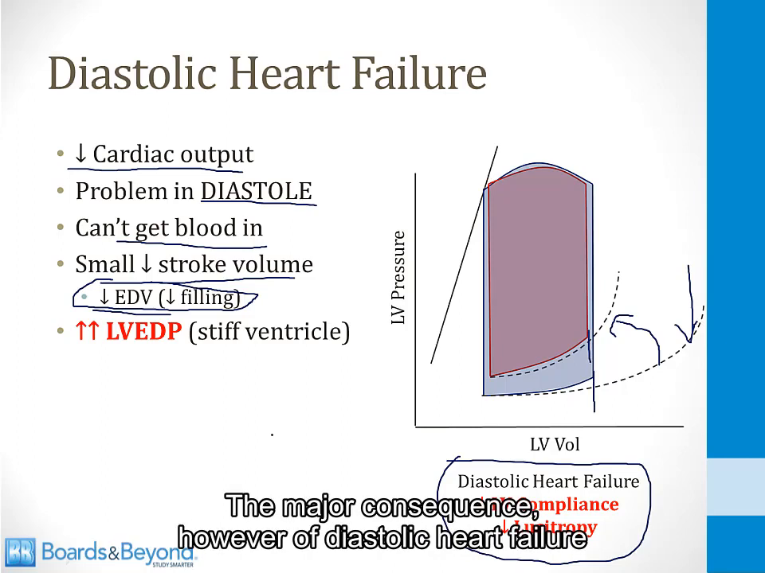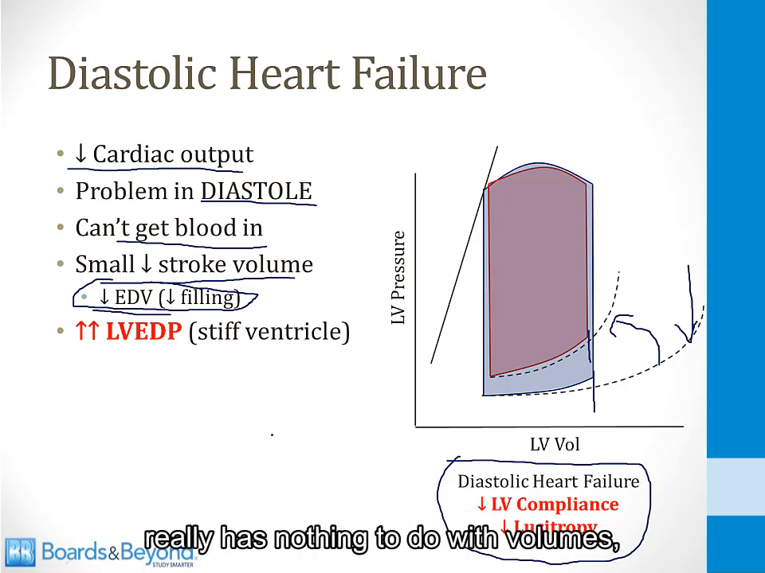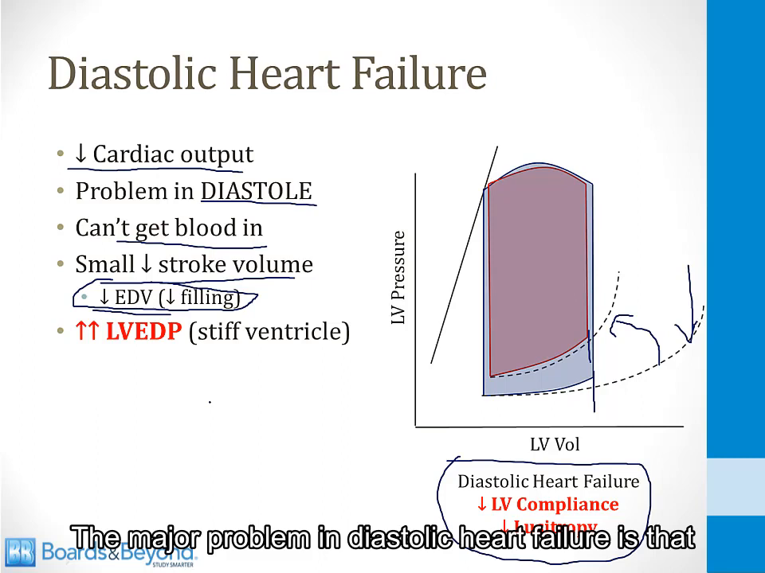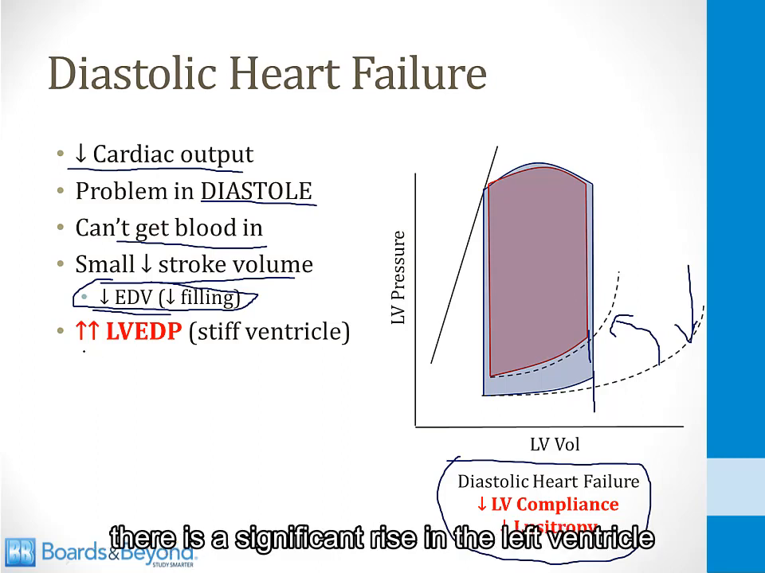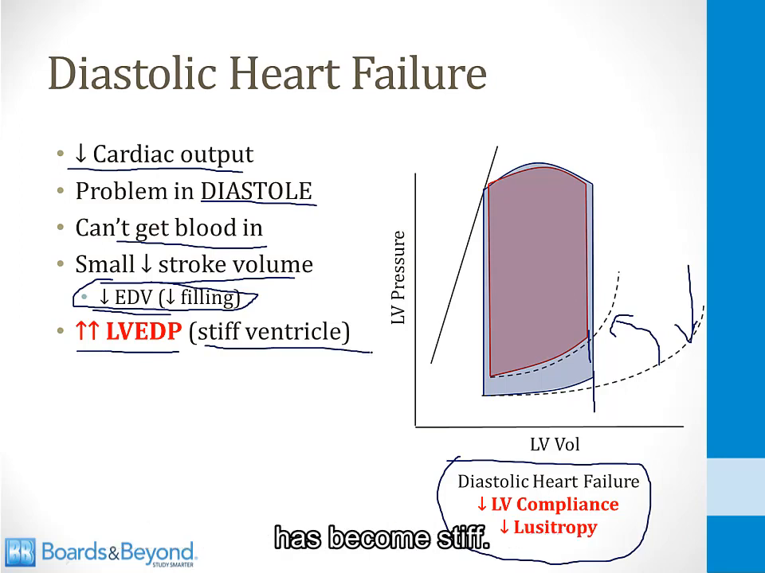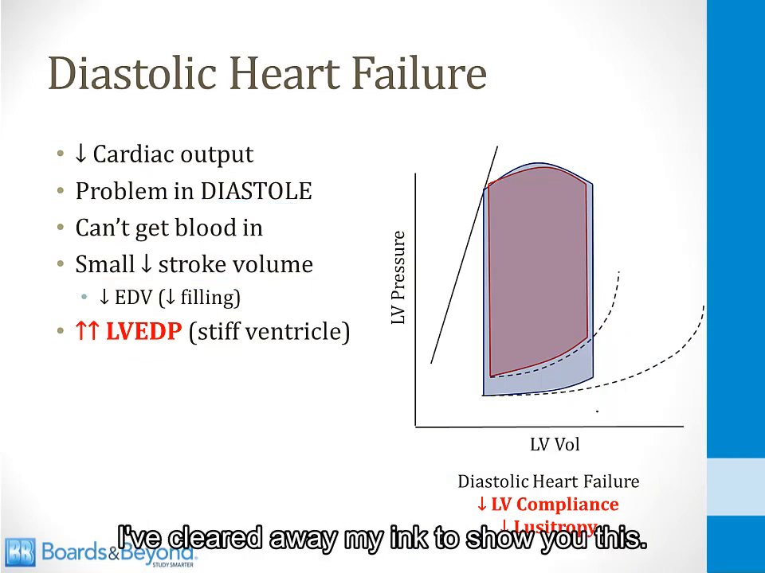The major consequence, however, of diastolic heart failure really has nothing to do with volumes. It's got to do with pressures. The major problem in diastolic heart failure is that there is a significant rise in the left ventricular end diastolic pressure because the ventricle has become stiff. I've cleared away my ink to show you this.